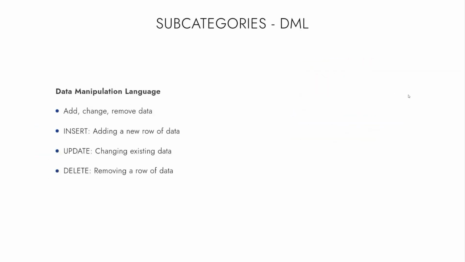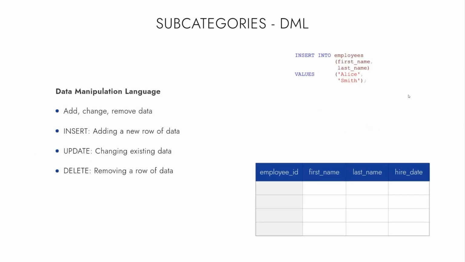Next one is data manipulation language: adding, changing, and removing data. You're going to be inserting new rows of data. That's literally just insert into, remember our table name, employees. So you're inserting first name, this column, right into this table, and also the values as well, in this case Alice and Smith. Just like that, you can put those in with the first name and the last name. And when you do update, you can set the last name to what you want, changing existing data, and also the first name.